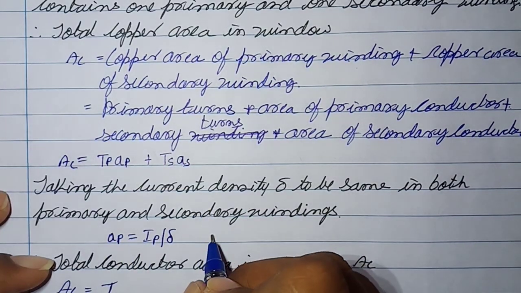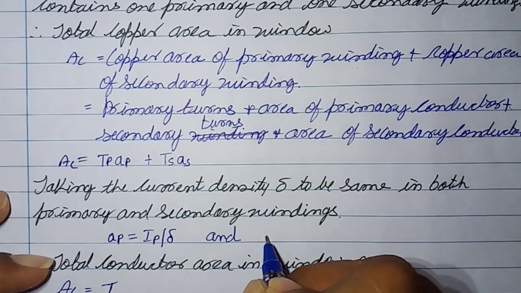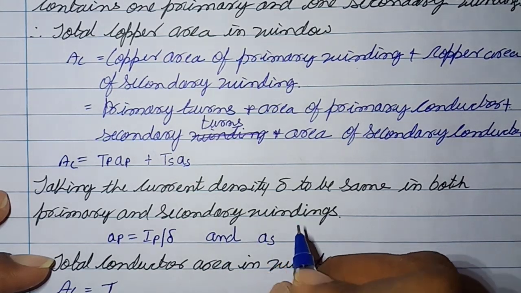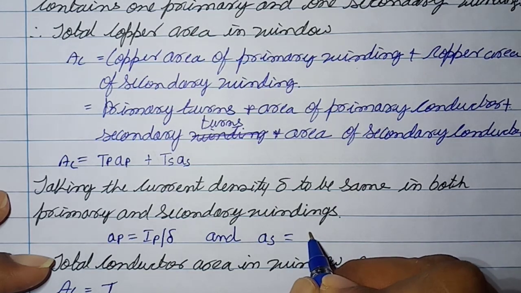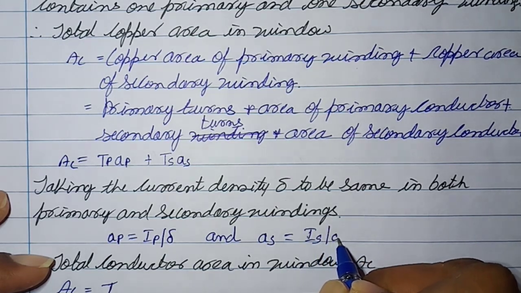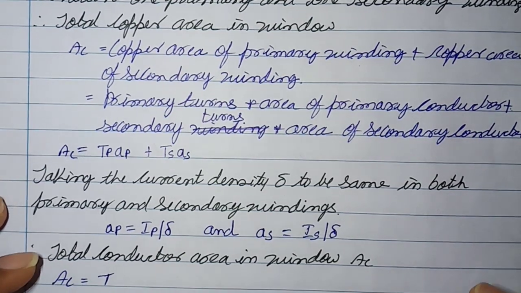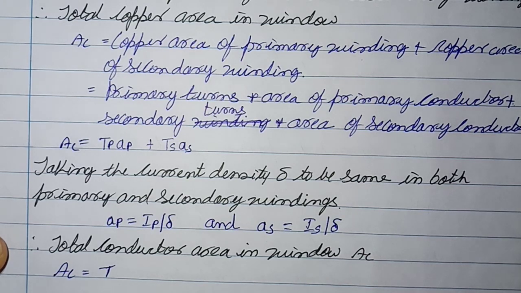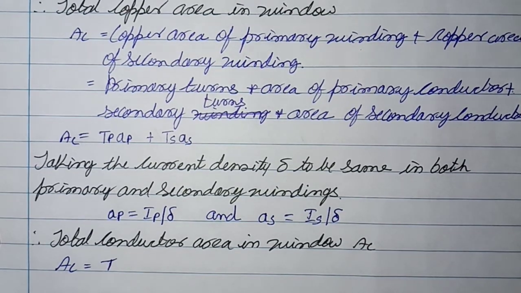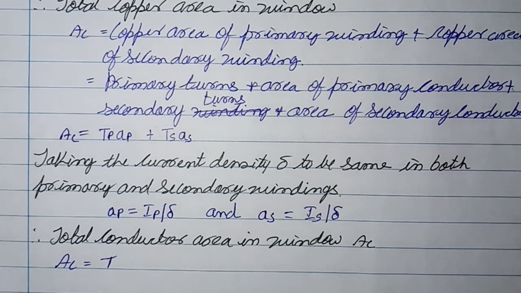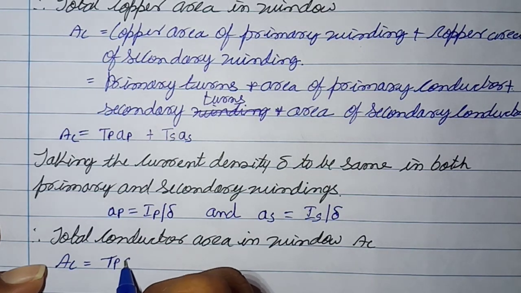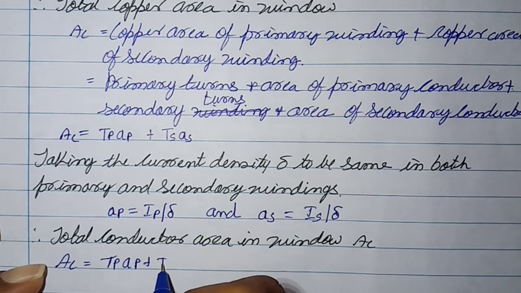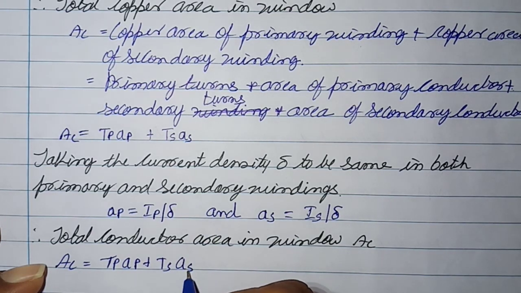And similarly AS, that is the area of the conductor in secondary, is equal to IS by delta. So these two equations we have, that is a relationship between the area and the current density. Next, total conductor area in window, which was AC, that we had was TP AP plus TS AS.